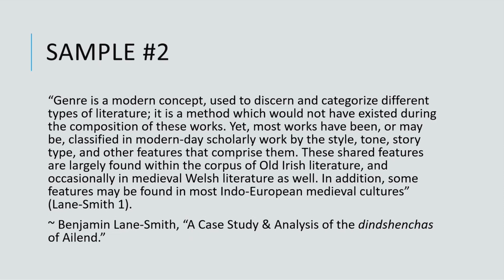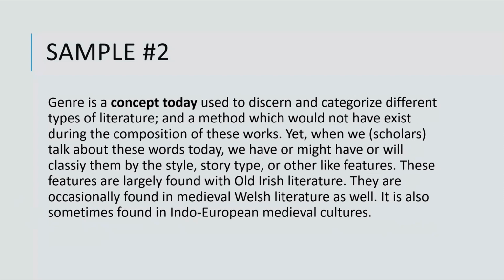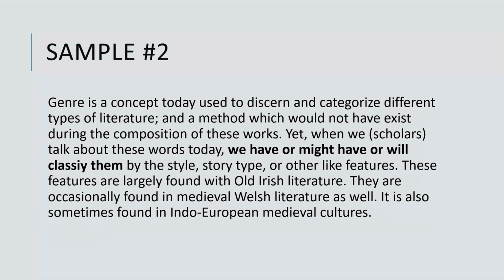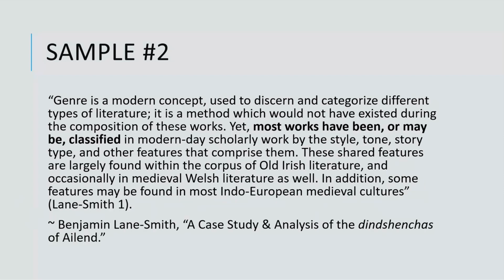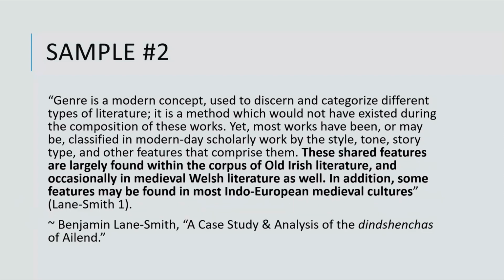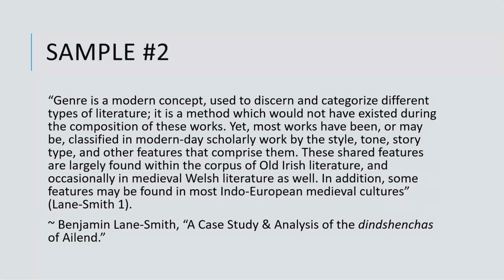So do you see how we've adjusted this? Instead of talking about a concept today, we are looking at a modern concept. The phrasing in the middle sentence where it was we have or might have or will classify is now shifted to just be about have been or may be classified, simplifying, getting it down to the basic form. We've also taken those last three sentences, which were very distinct, and combined some of them together, combining ideas to make them a little bit easier and simpler to understand. These are the kinds of things you want to be looking for in your editing.